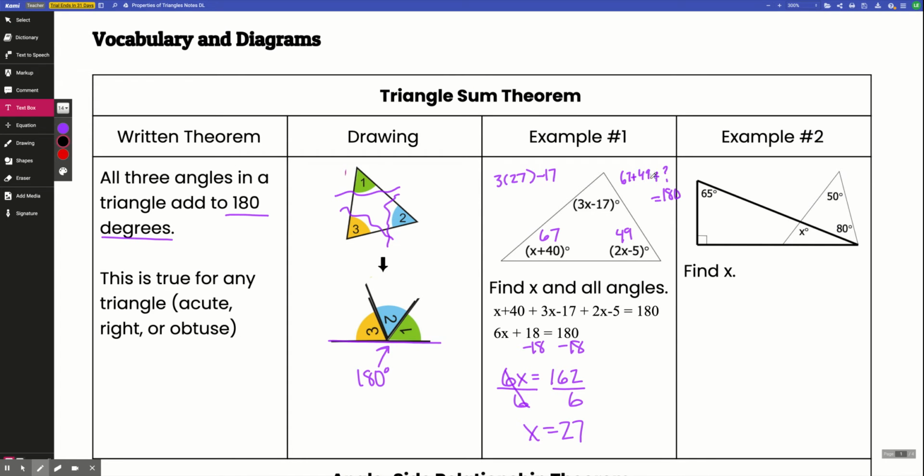So 67 plus 49 is 116. So 116 plus the angle that I'm looking for. I'm going to subtract 116 from both sides, so I get 54. Nope, sorry. I subtracted that incorrectly. Should be 64. Apologies, everyone. So that angle there is 64. And you can verify it if you multiply through this way.